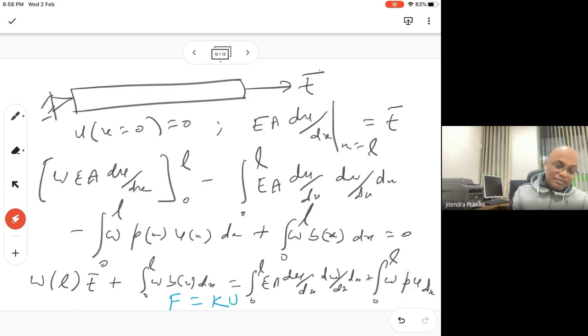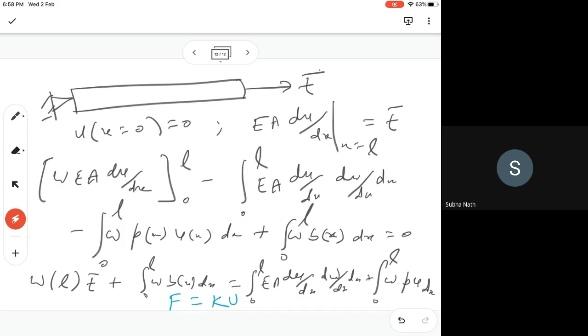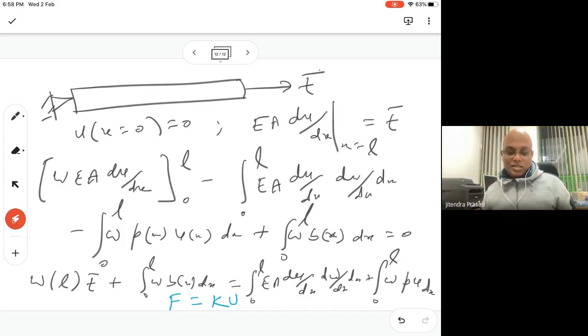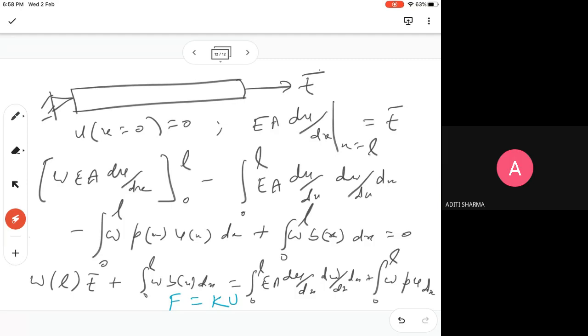You got it? You got it, guys? Subhanath, did you get it? Yes, sir. This is clear, sir. Yeah, okay. Others, you got this? Sir, got the question, but not the f equals to ku part.